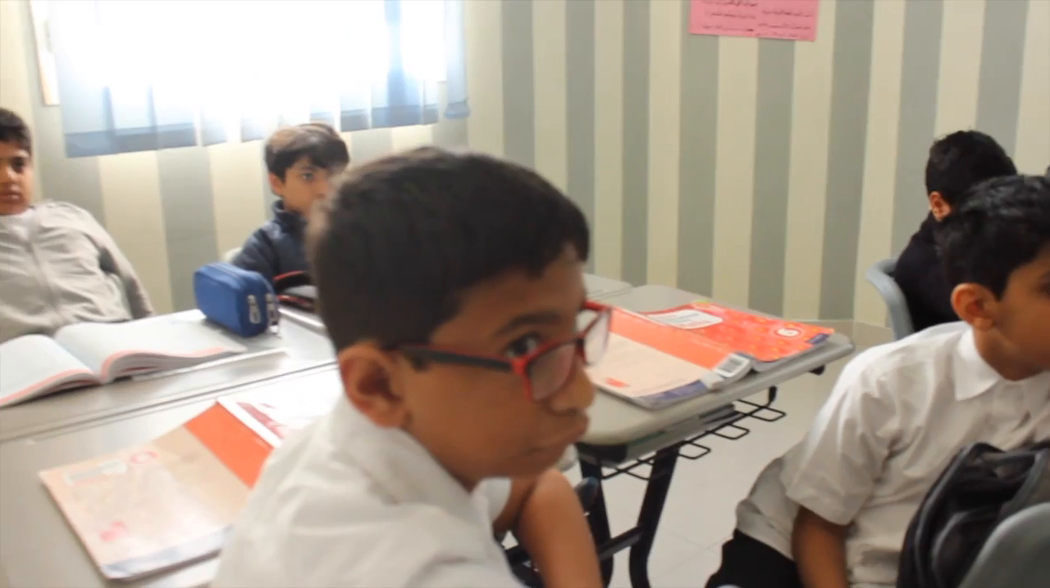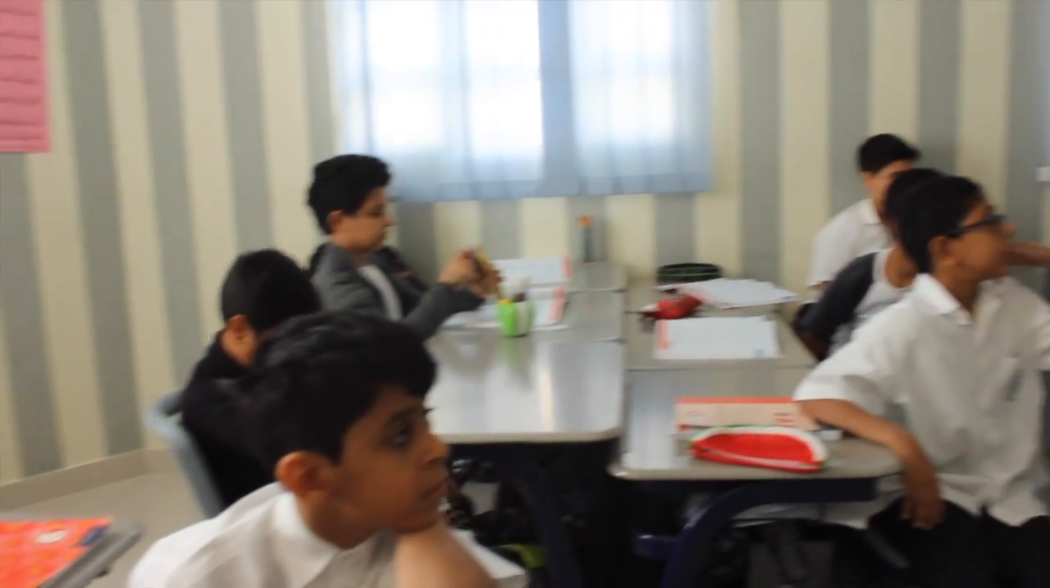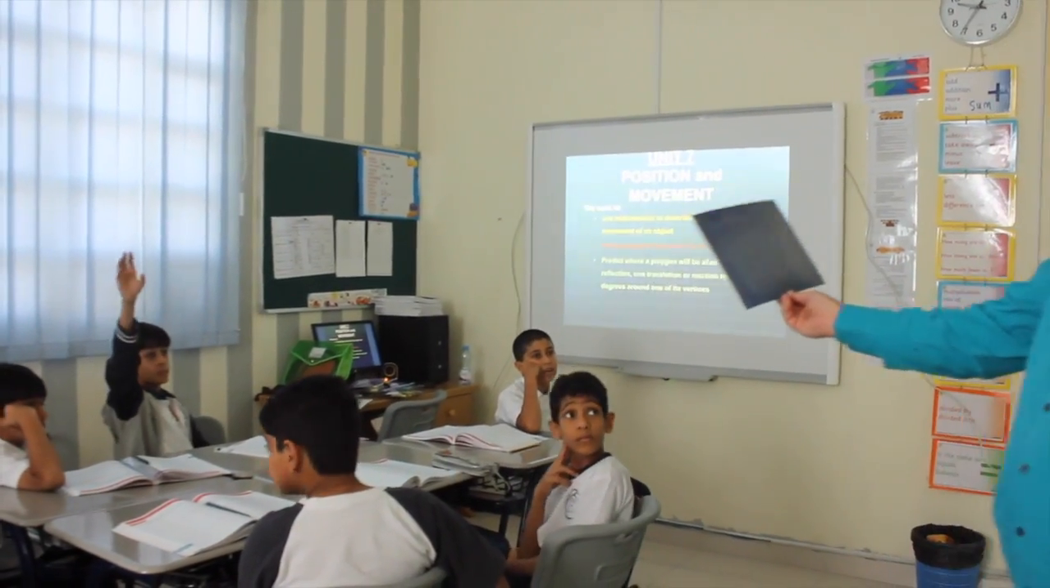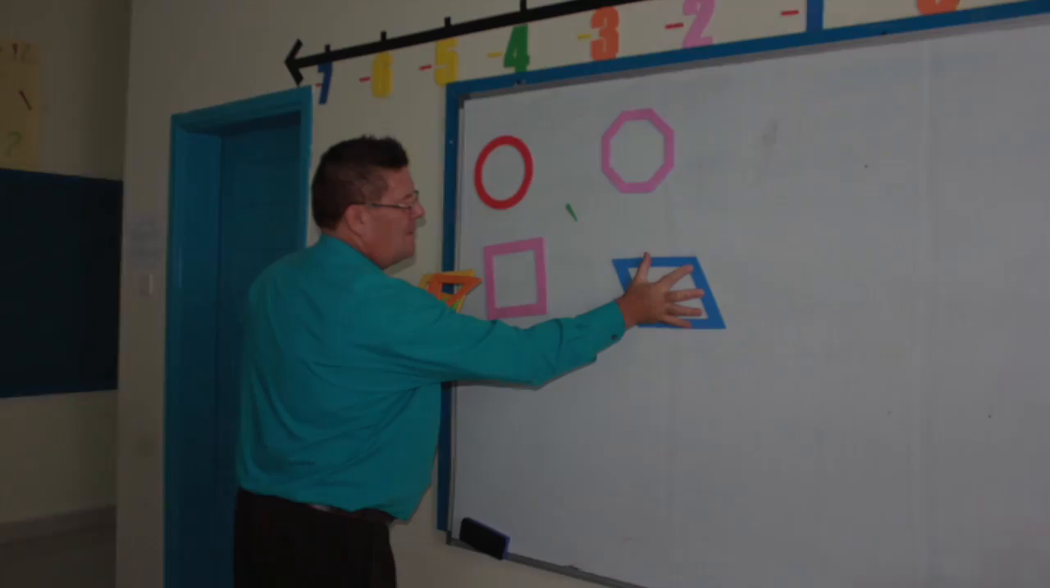Circle. Okay. Yeah, they are. We also have 3D. So they become a cylinder. Good. Cone. Good. Pyramid. A sphere.